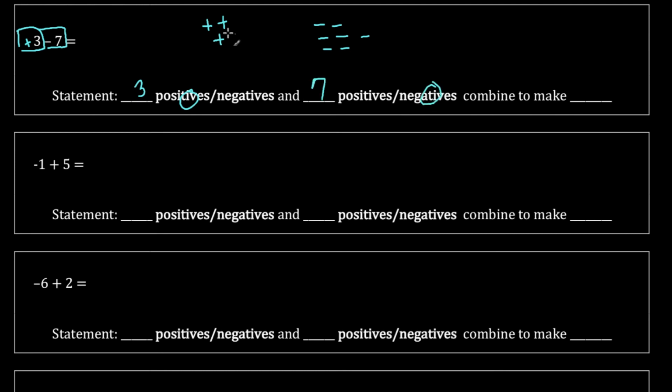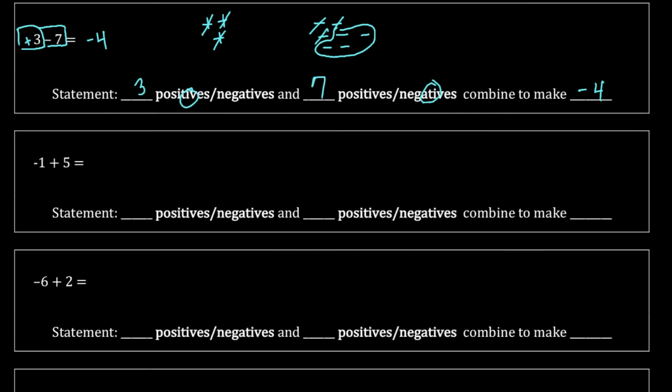So I have 7 negative 1s. So plus 1 minus 1 is 0. Plus 1 minus 1 is 0. Plus 1 minus 1 is 0. I end up with 4 negative 1s. So negative 4. So 3 positive 1s and 7 negative 1s combined to make negative 4.